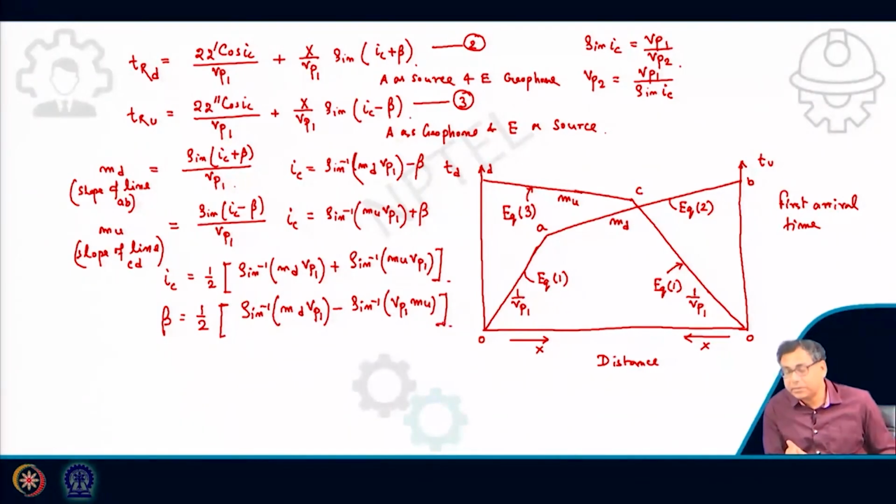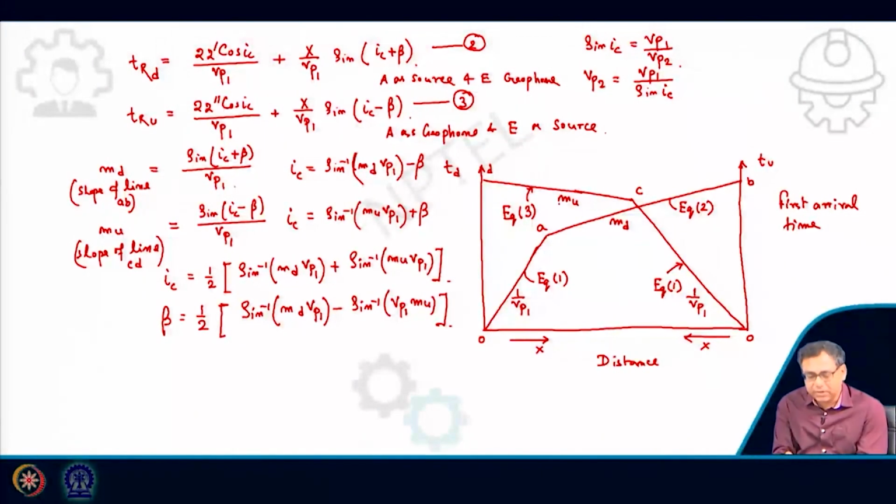Okay, now I was talking about the direction. So from these equations, this beta I can get. Vp1 I will get from this curve, this slope. Now MD and mu I will get from this curve. Okay, from these curves I will get Vp1, MD and mu. And if I put them, I will get the beta. So beta is now known, Vp1 is known. Okay, but the direction is still unknown.